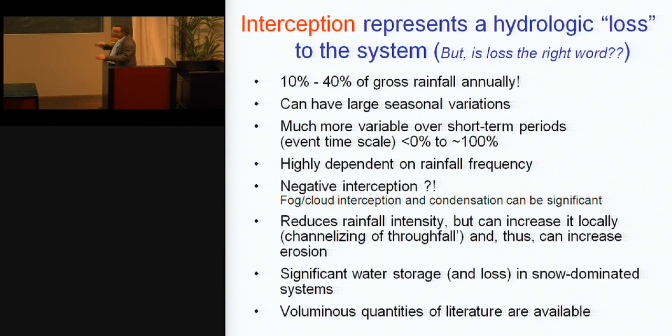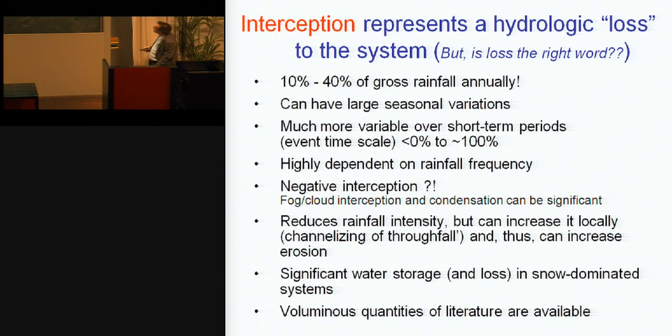It can reduce the rainfall intensity, as the gentleman just explained. But locally it can also increase through channelization of the throughfall. We look at a picture in a minute. And it can be a very significant soil water storage and loss, even sometimes in snow-dominated systems. I think the last picture is justifying that statement. So it's a Cinderella of hydrology. Don't underestimate the beauty of this lady.